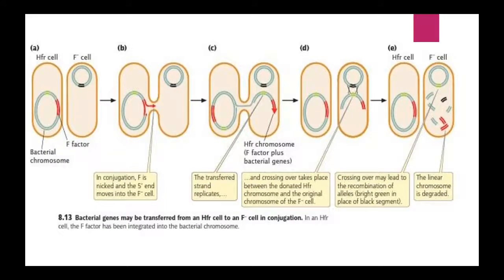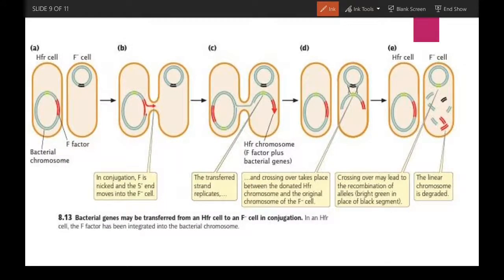Let's see what it means. Here we can see in this picture that this is an Hfr cell where the F factor has been integrated into the bacterial chromosome, and this is an F minus cell which does not have a fertility factor. Now in conjugation, the F factor is nicked at the 5' end and moves to the F minus cell. Here it starts moving into the F minus cell, and the transferred strand starts to replicate.